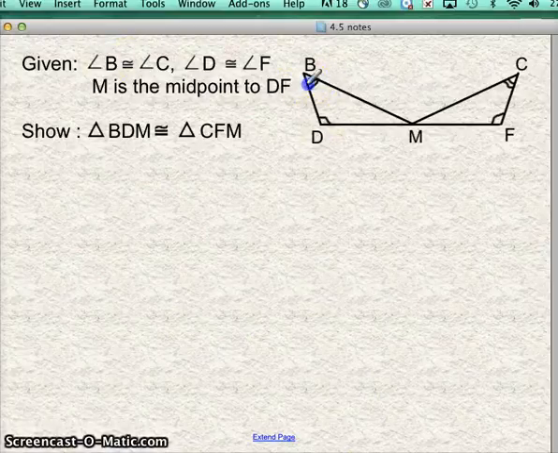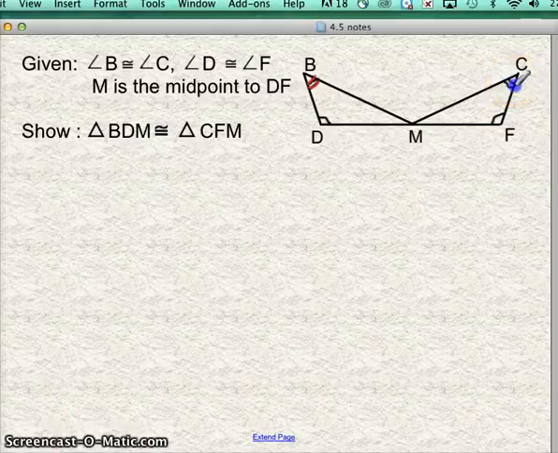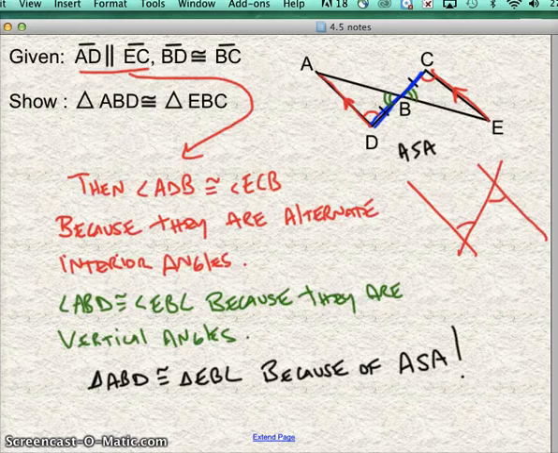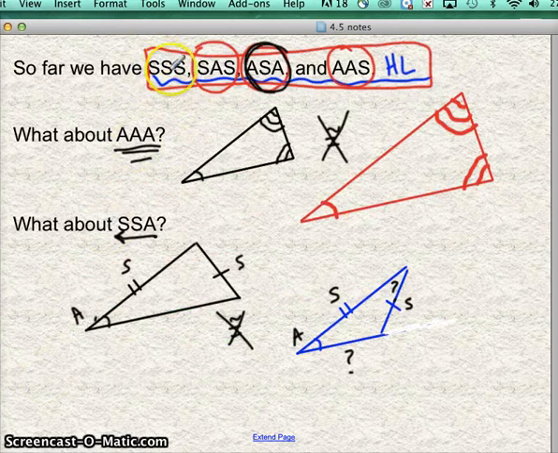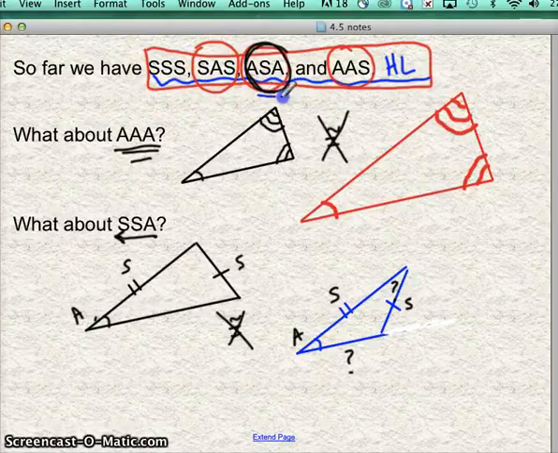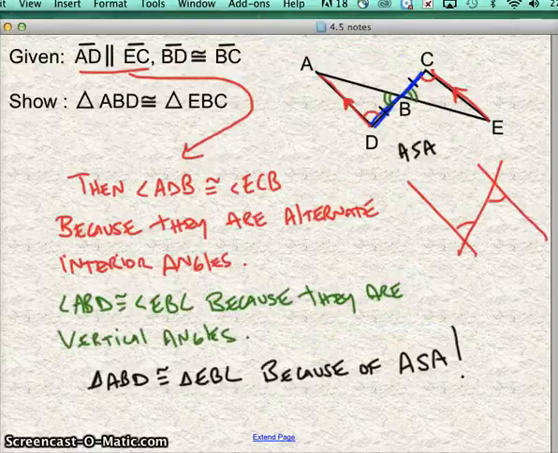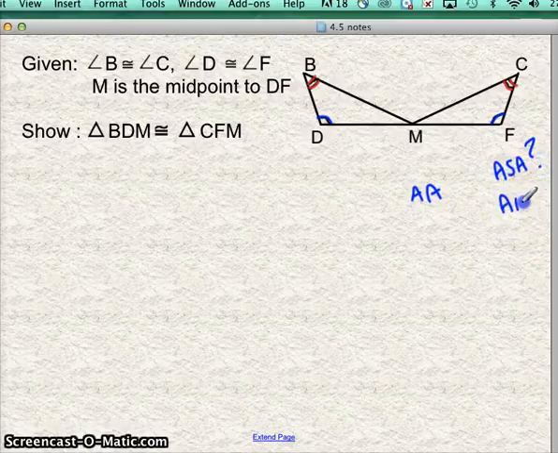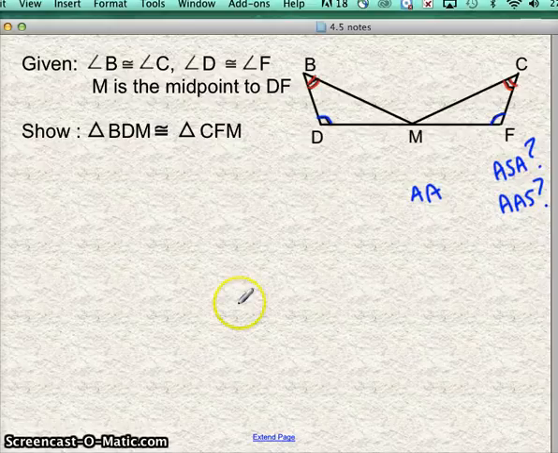We're told that angle B is congruent to angle C. Check. We're told that angle D is congruent to angle F. Check. So as of right now, we have two angles, right? So according to our options, two angles, this does not have two angles, this does not have two angles, this one does, and this one does. So it might be angle, side, angle, or angle, angle, side. So let's check. Can we show angle, side, angle? Or can we show angle, angle, side? Well, we haven't looked through all of our givens yet.